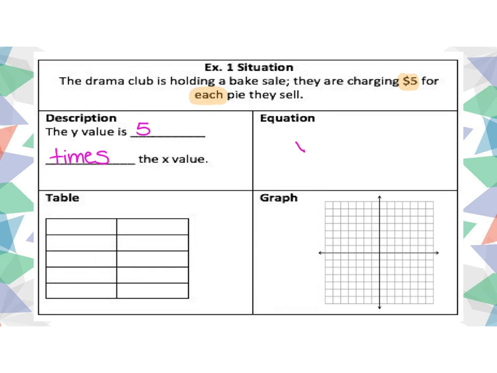This description tells me how to write the equation. The Y value is our equal sign, 5 times the X value, or 5 times X. So we've written a description in the upper left-hand corner. We've written an equation in the upper right-hand corner. Now we're going to write a table in the lower left-hand corner.